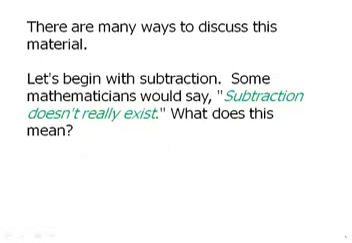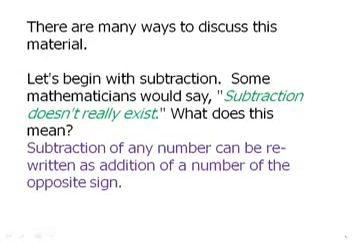Let's begin with subtraction. Some mathematicians would say subtraction doesn't really exist. What does that mean? Well, subtraction of any number can be rewritten as the addition of a number of the opposite sign. And so some mathematicians would say that this addition is actually the true form. So let's make sure we understand this. Subtraction of any number can be rewritten as the addition of a number of the opposite sign.